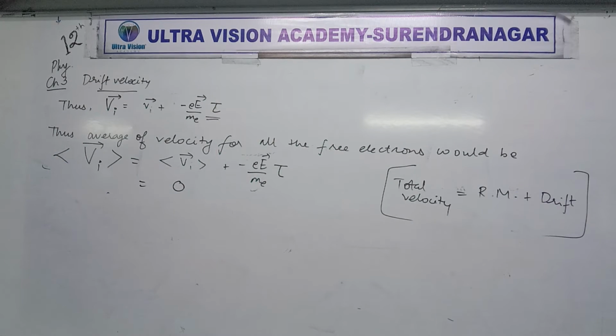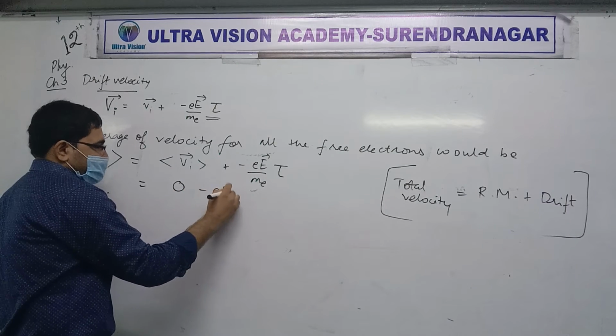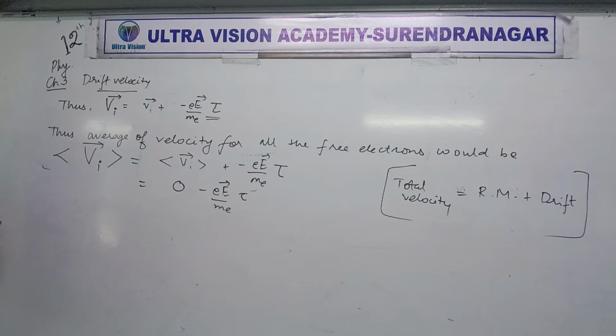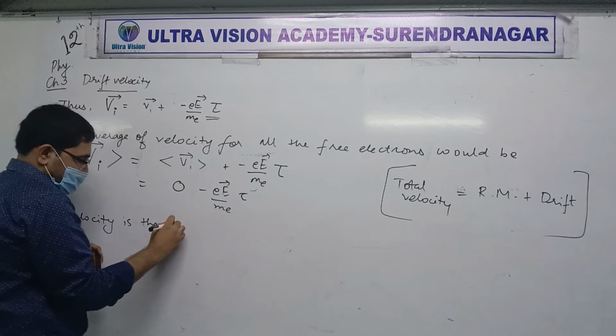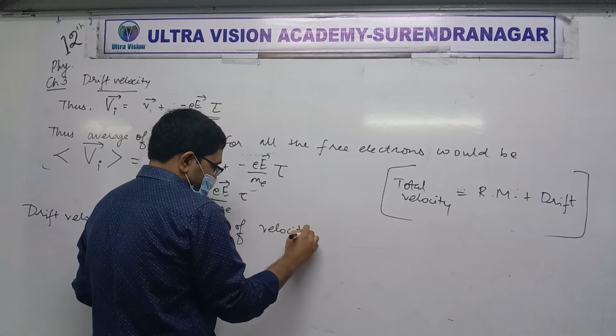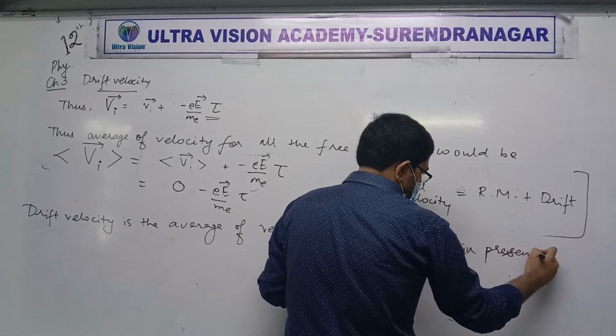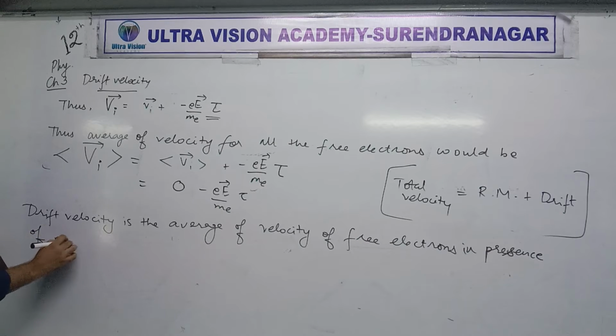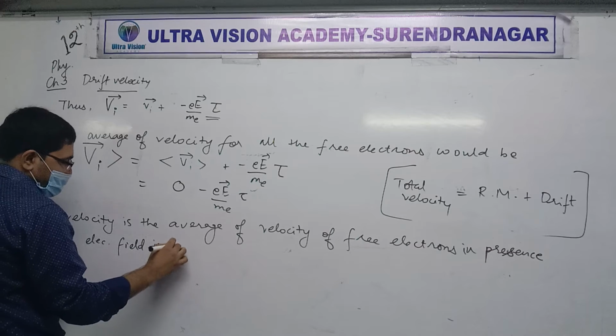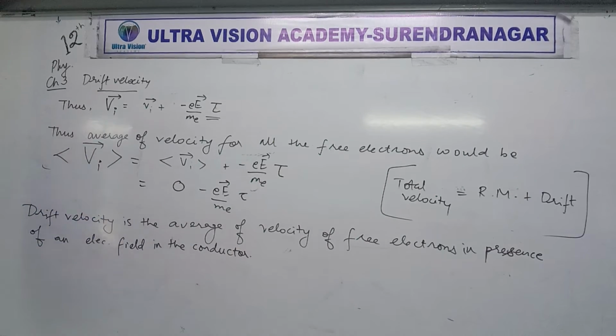The total of random motion would be 0. So what remains? It would be due to drift, right? So here, let's write the second term. Now this is the average of velocity of free electrons in presence of what? In presence of electric field. In our definition, drift velocity is the average of velocity of free electrons in presence of an electric field in the conductor. Therefore, Vd, it's a vector. Vd stands for drift velocity.